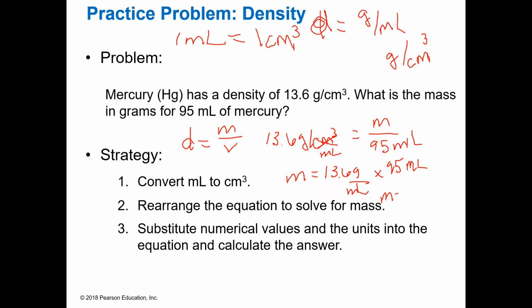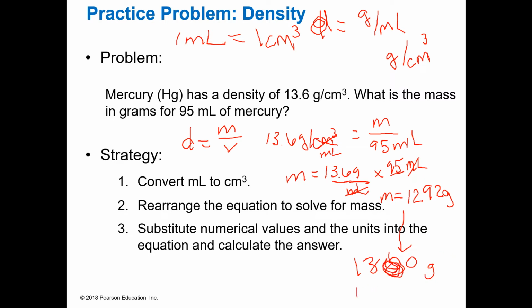So the mass will equal 13.6 times 95 is 1,292. Milliliters cancel, and I'm left with grams. Now, let's talk about significant figures. I am multiplying here. So I have 3 significant figures and 2. So this answer should have 2 in it. So I'm going to round that to 1,300 grams. Sorry about that.